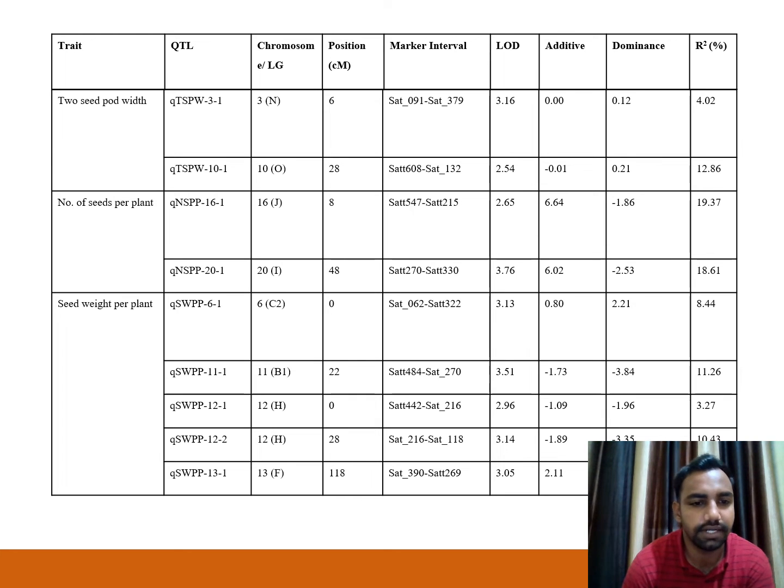For our last trait, the seed weight per plant, we identified the maximum number of QTLs. For this trait, 5 QTLs were detected on chromosome 6, 11, 12, and 13. You can see the position in centimorgan and the marker interval for these QTLs. Out of these 5 QTLs, we identified 3 major QTLs on chromosome 11, 12, and 13. This is one of the very important traits which ultimately determines the overall seed yield in soybean. So the major QTLs reported for this trait can be used in the breeding program.